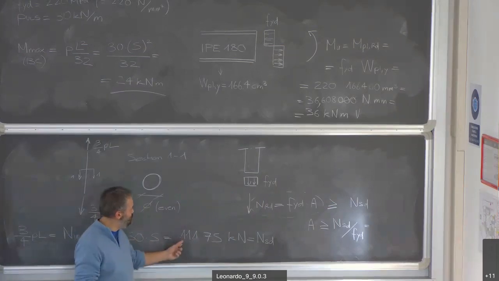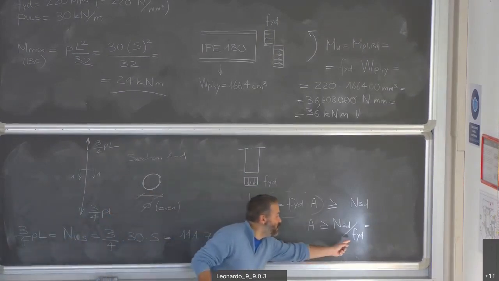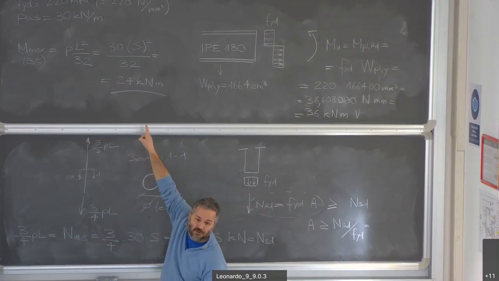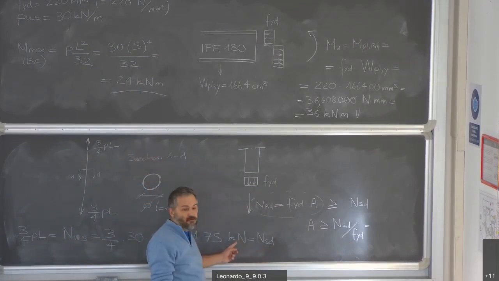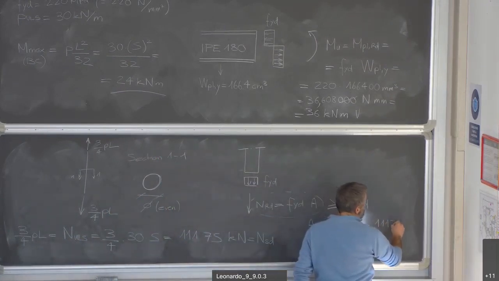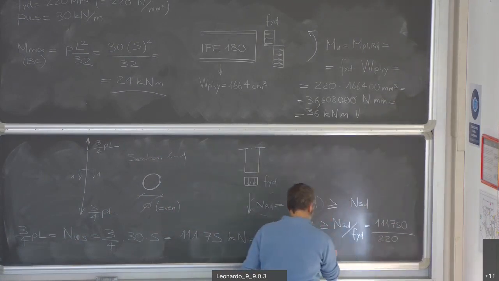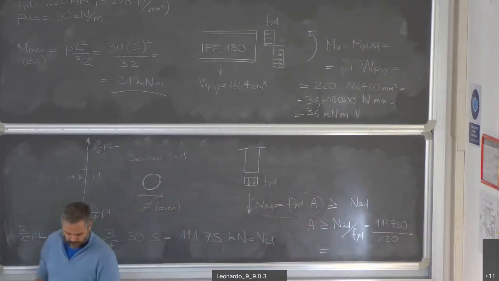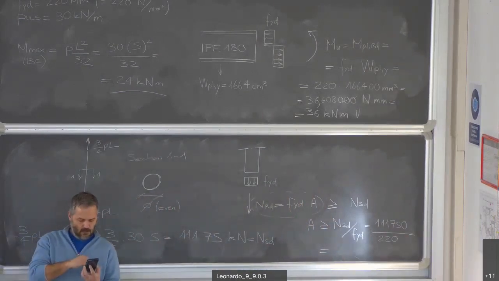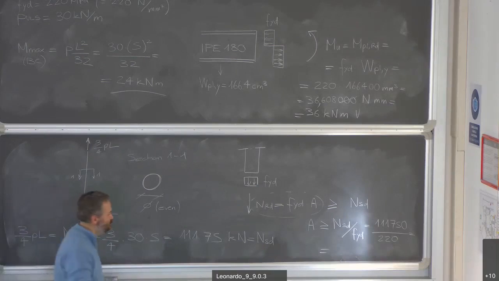Let's do the calculation. This is 111.75 kilonewtons. Knowing that FYD is in newtons over square millimeters, I'm transforming this into newtons. So it's 111,750 divided by 220. What's the number? 111,750 divided by 220. 507.95. Let's round it up to 508 square millimeters.